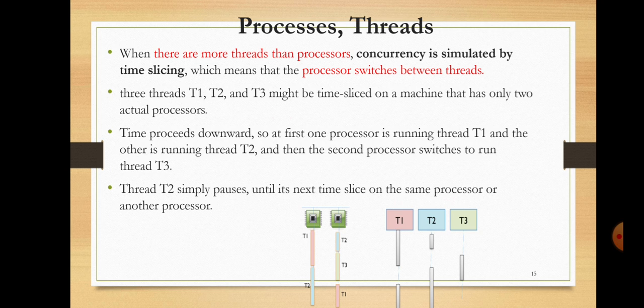So when there are more threads than processors: if the number of threads and processors are equal, then each processor can execute each thread. But when the number of threads is more than the number of processors, the concurrency is simulated by time slicing.